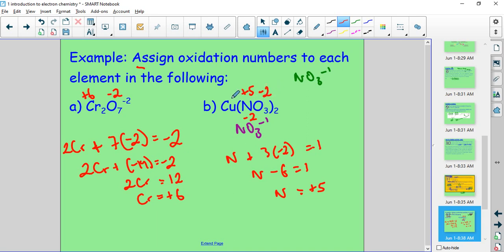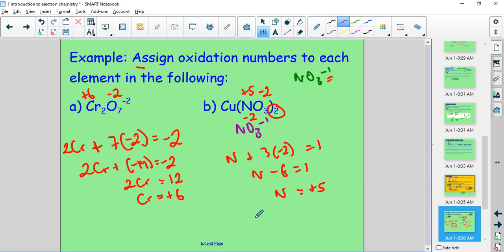Now we have to just figure out what the charge on copper is. Now intuitively, you can look at this and say, well, we know that nitrate is -2, so copper has to be, sorry, nitrate is actually -1, but because there's two of them, nitrate contributes a total of -2, so copper has to be +2.